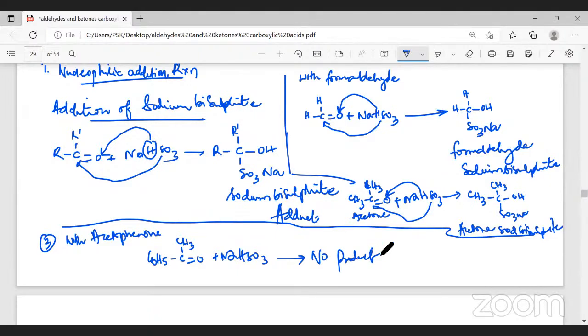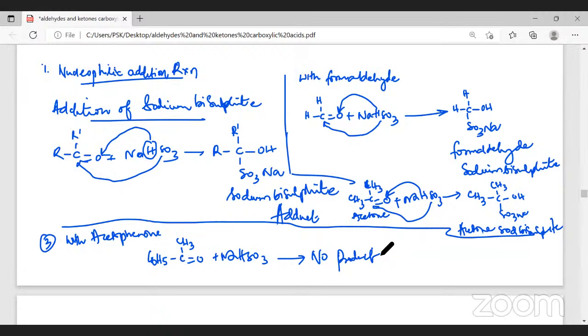No product, because we already learned in class that aldehydes undergo nucleophilic addition reactions more easily compared to ketones. This is a ketone. C6H5 is a bulky group. CH3 is also a bulky group. Therefore, due to electronic and steric effects, the sodium bisulfite will not be in a position to react with the carbonyl group. Therefore, no product will be formed.